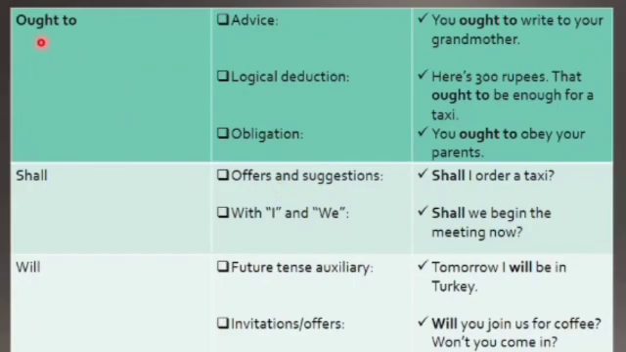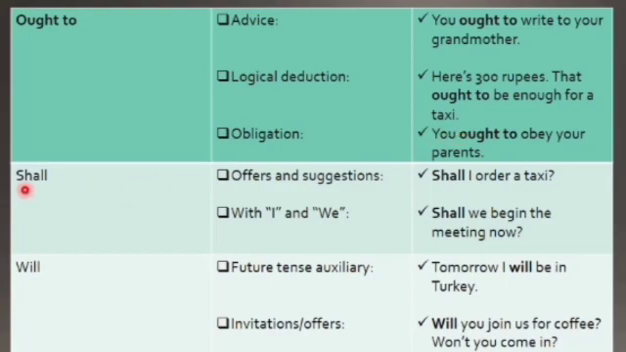The next modal verb is ought to, which is used to show advice, logical deduction, and obligation. In the example, you ought to write to your grandmother. So here the modal verb ought to is used as advice, that you should write to your grandmother. The next one is logical deduction. Here's 300 rupees. That ought to be enough for a taxi. So in that example, it is reasonable that 300 rupees is enough for a taxi. The next is obligation. You ought to obey your parents. So here the modal verb ought to indicates an obligation and a responsibility, that we ought to obey our parents.